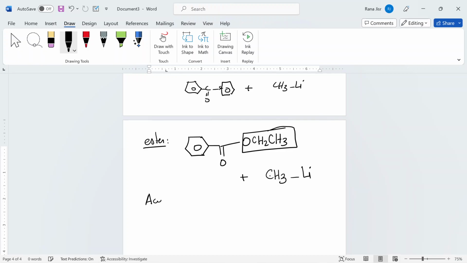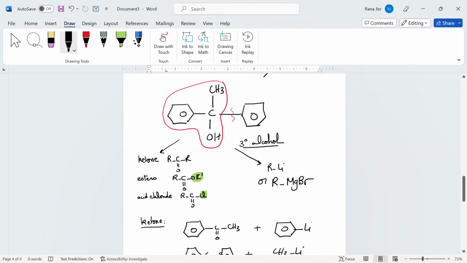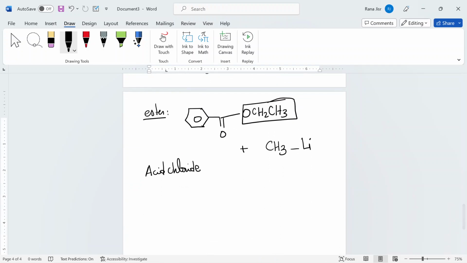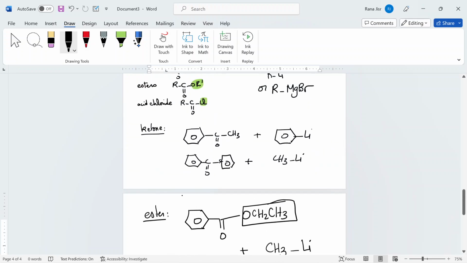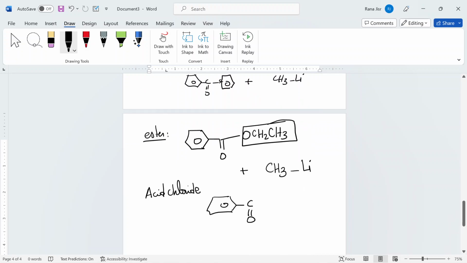Same thing for the acid chloride. I have to choose the R that is the same and make it the R of the acid chloride. So now that is going to be a phenyl. That is going to be a carbonyl, and I know that acid chlorides, they do have a chlorine in there, so go ahead and stick a chlorine. That is going to make your organometallic reagent to be the CH3Li.